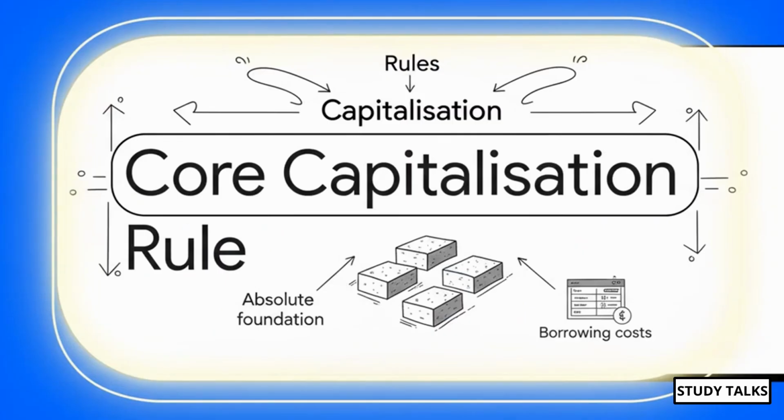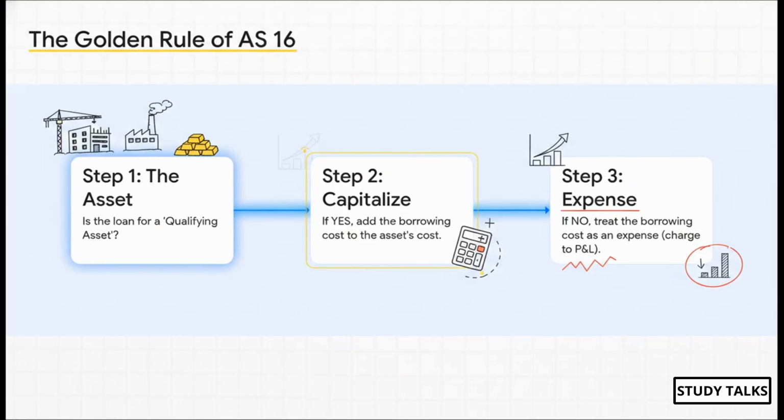Let's kick things off with the absolute foundation of AS 16. This is the core rule that everything else is built on. Honestly, the entire standard really boils down to this one decision, this golden rule. The very first question you have to ask yourself in any problem is, what was this loan used for? Was it to acquire, construct, or produce something called a qualifying asset? If the answer is yes, you capitalize the interest, which is just a fancy way of saying you add it to the cost of the asset on your balance sheet.